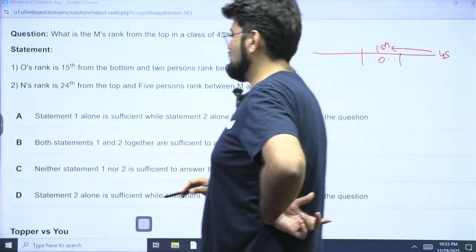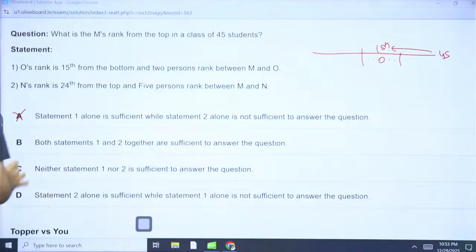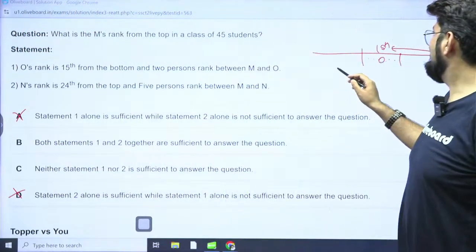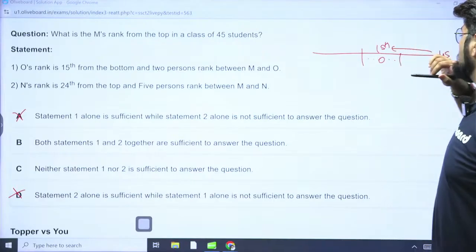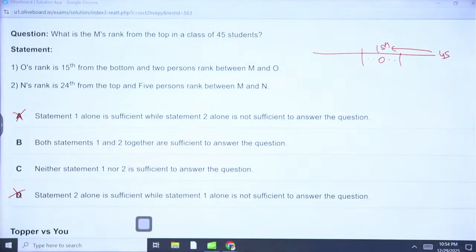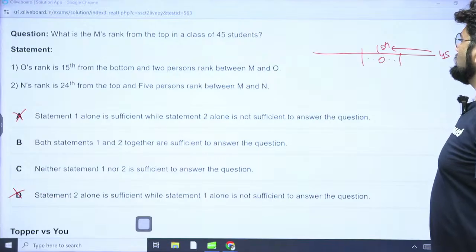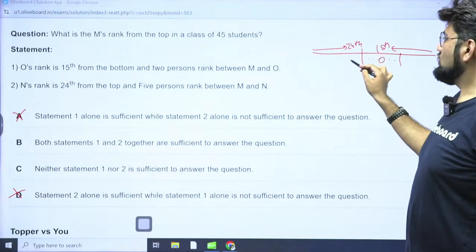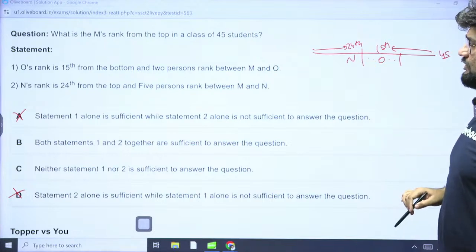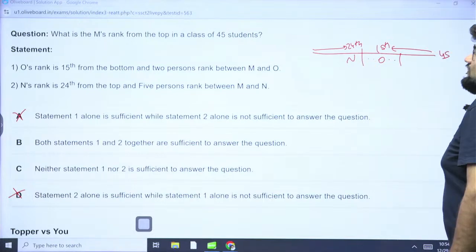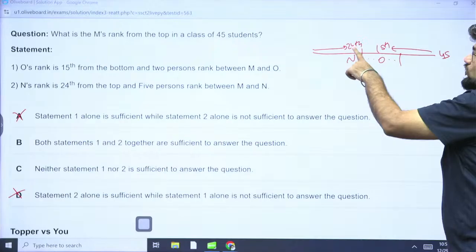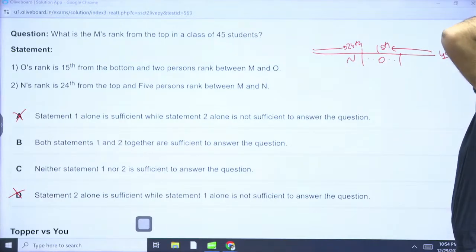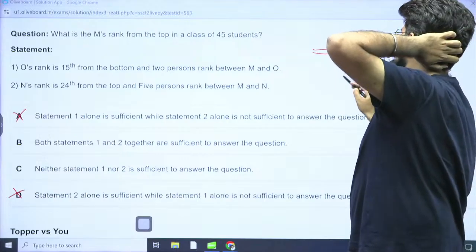And of course, 1 alone is not sufficient. 2 alone will also not be sufficient, I am very sure. If we take both of them together, N is 24th from the top. 24 plus 15, 34 plus 5, 39, no? So it's less than this. So N is 24th from the top. 5 people rank between M and N. Now this is 24th, this is 45. 46 minus 24 is how much? 22. That means N's rank from the bottom is 22.